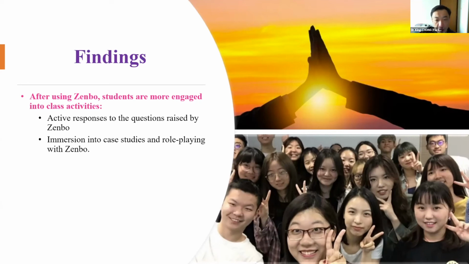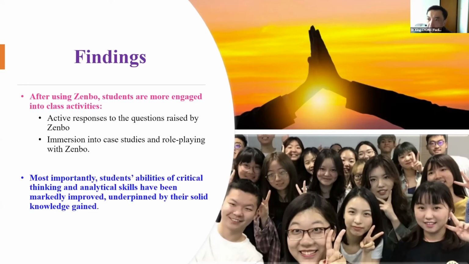Okay, and more importantly, okay, the students' ability of critical thinking and analytical skills. These 2, critical thinking and analytical skills, belong to the graduate attributes of our university. Also the key elements in the liberal arts education. So students' abilities in these 2 attributes have been markedly improved because they have learned solid legal knowledge. So what's the evidence?